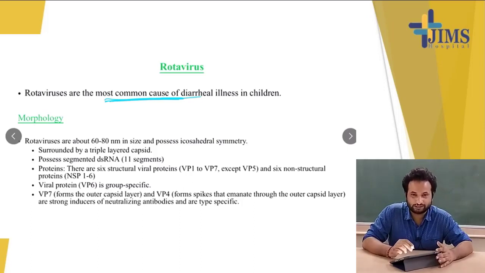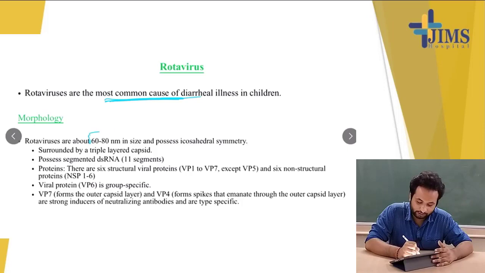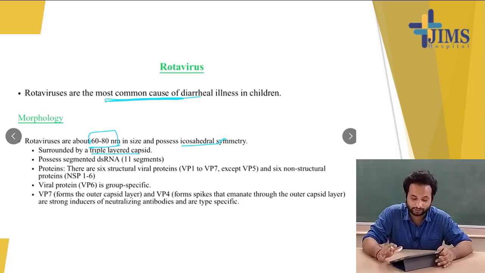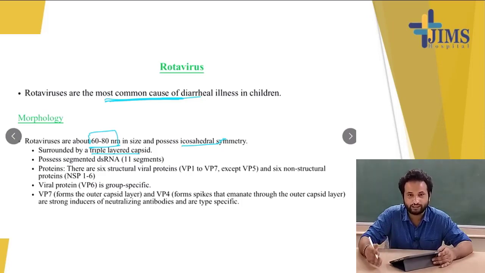So first we'll talk about size and symmetry. The size is 60 to 80 nanometers, and they possess icosahedral symmetry. Now the peculiar feature about this virus is that they have a three-layered capsid, and they possess segmented double-stranded RNA, with 11 segments present. When we talk about proteins, they have 6 structural proteins and 6 non-structural proteins. Under structural proteins, we have VP1 to VP7 except VP5, and under non-structural proteins, there are NSP1 to 6.